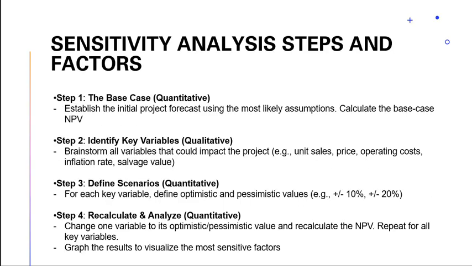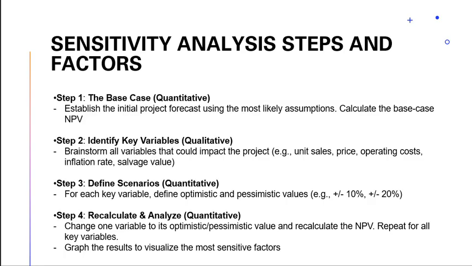The process involves both qualitative judgments and quantitative analysis. First, we do the math to establish a base case, which is our expected outcome based on our most realistic assumptions. Next comes a crucial qualitative step. We brainstorm all the uncertain variables that could affect the project. This requires experience and a deep understanding of the market.